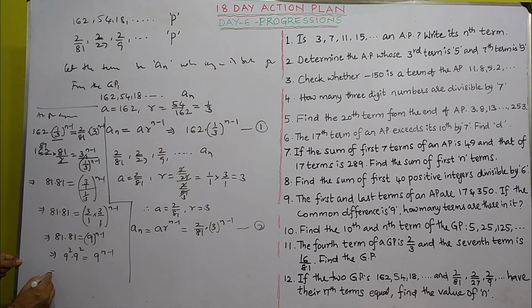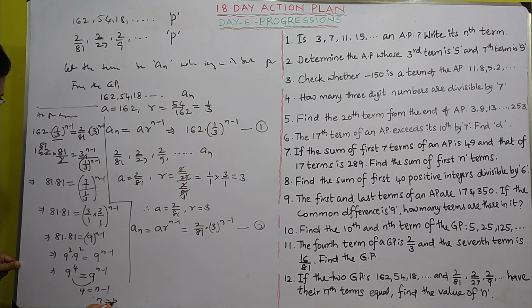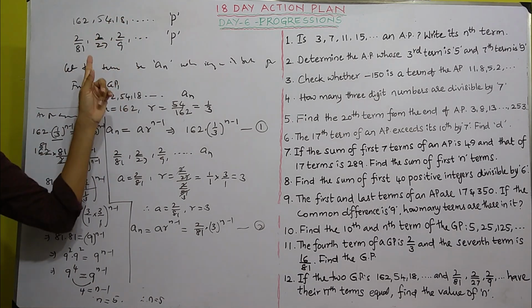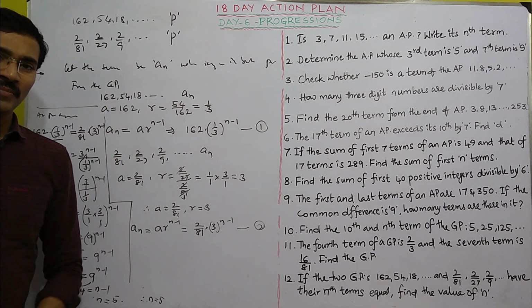So now this can be written as 9 to the power of 4 is equal to 9 to the power of n minus 1. In equal terms, when bases are same, powers are also same. So 4 is equal to n minus 1, which means n is equal to 5. Therefore, n is equal to 5, which means the fifth term in this as well as in this will be the same. The fifth term.